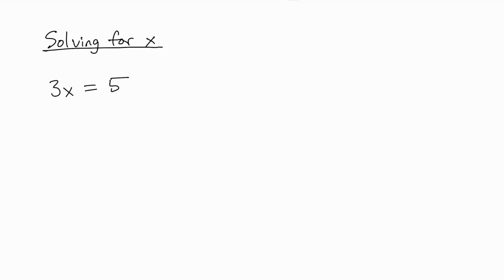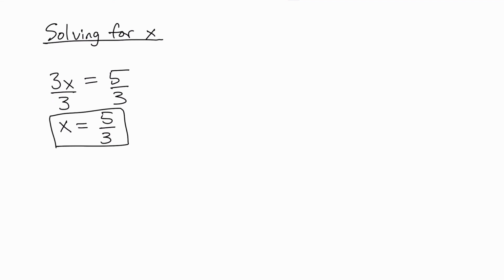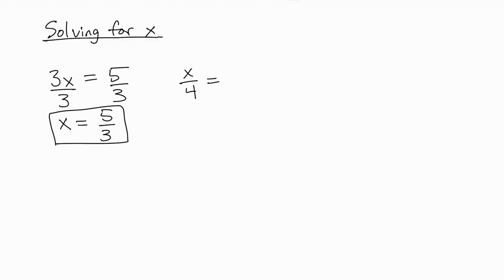Let's say we have 3x equals 5. Our goal when we're solving for x is to get x by itself on one side of the equal sign. How can we do that? X is being multiplied by 3 right now. So if we want just x by itself, we need to divide both sides by 3. Now we get x equals 5/3.